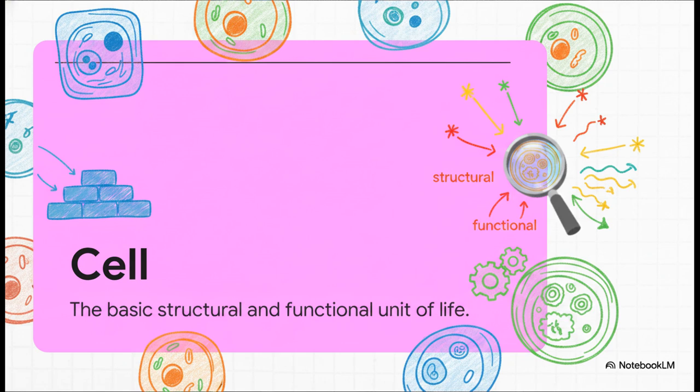So the cell isn't just some random part of living things. It is the absolute fundamental building block. It's the basic structural and functional unit of life. Structural because, well, it physically stacks together to build form, kind of like biological Lego bricks. And functional because it contains all the microscopic machinery that actually carries out the processes keeping an organism alive.